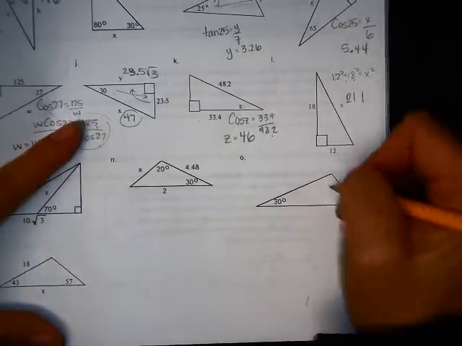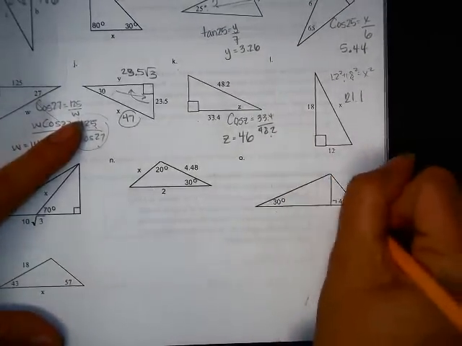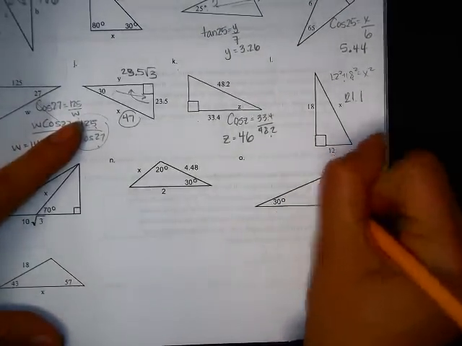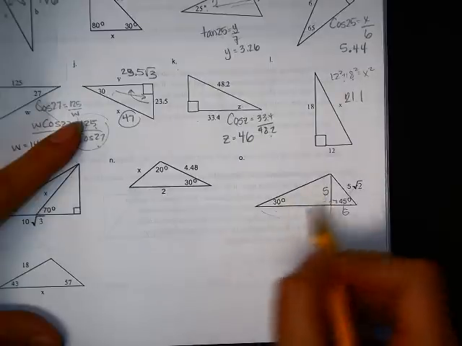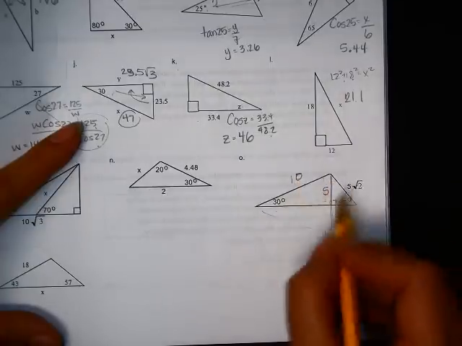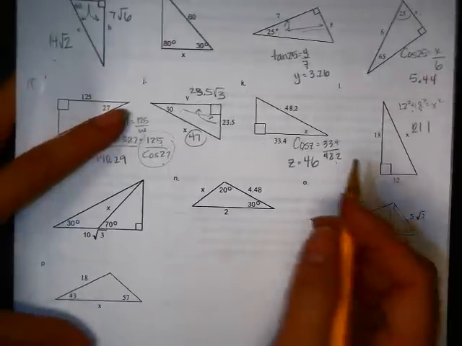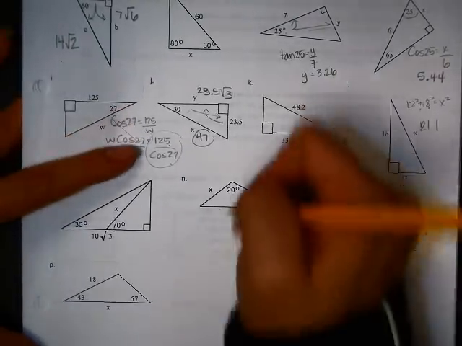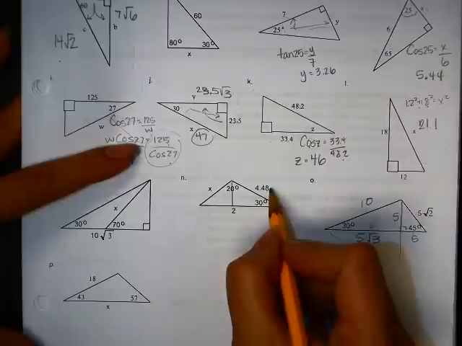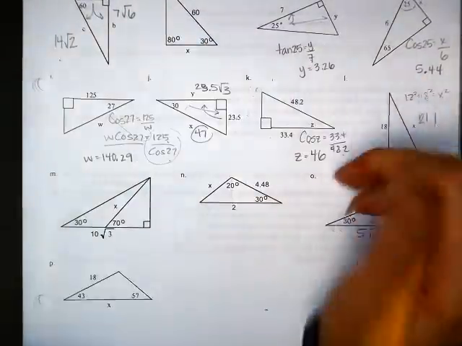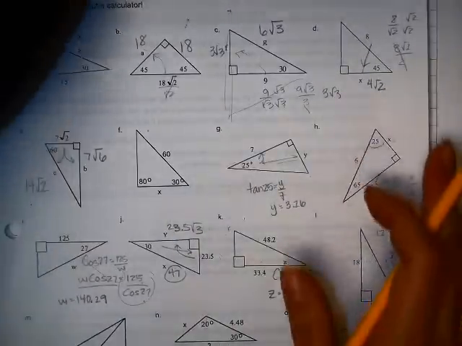Let's go ahead and come down here. 45, 45, right? So this must be 5 and 5. 30, 60, 90. So this is 10. This is 10. And this is 5 root 3. Ooh, I can do the same thing here. This is, well, I don't think there's a point. Okay, so let's go back up here.